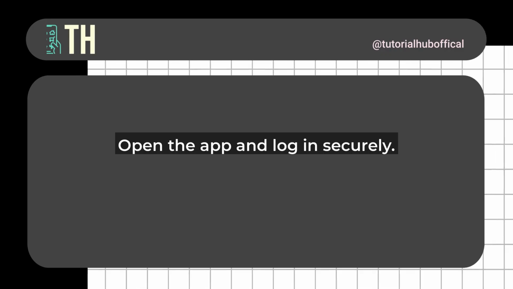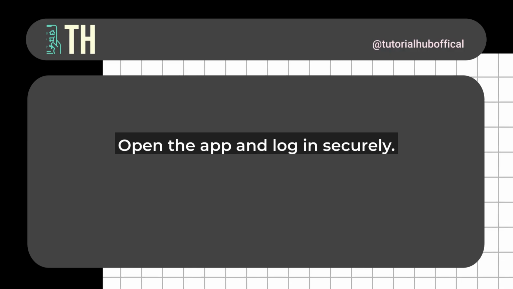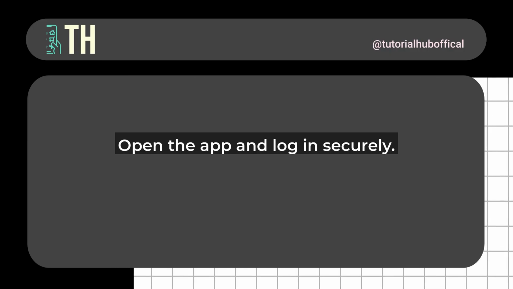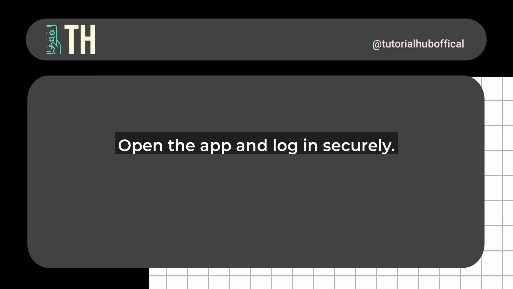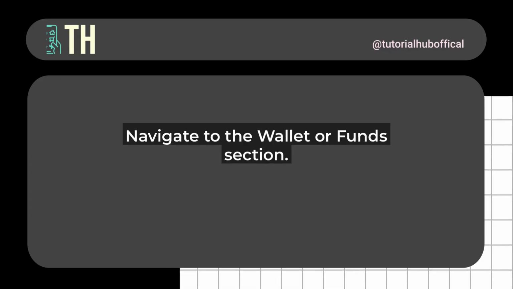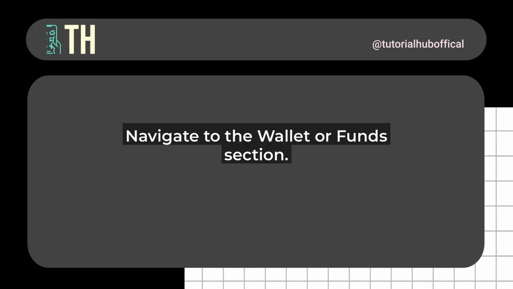Look for the Wallet or Funds section. It's usually front and center. Here, you'll see your available balance. Tap on it to access your options. Next, find and select the Withdraw or Transfer to Bank button. This is where the magic happens.